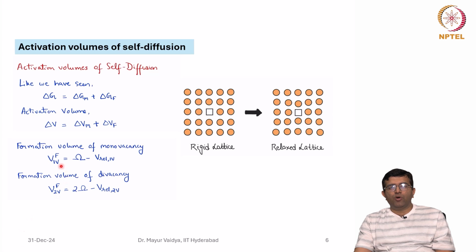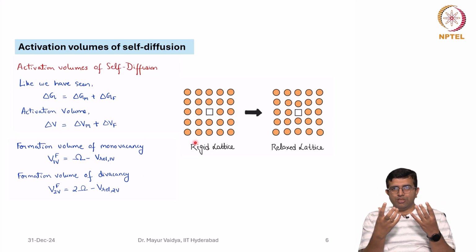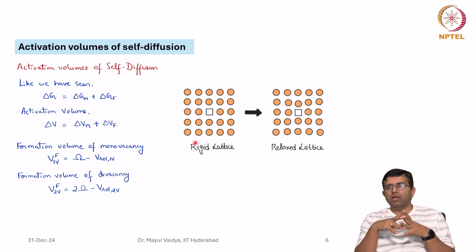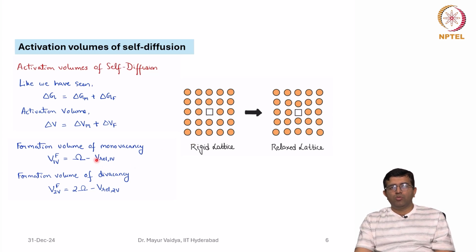Okay. So, therefore, the formation volume is equal to omega minus V relaxed due to mono vacancy formation. So, this much volume change comes down. This is the formation volume for the mono vacancy. So, you had the rigid lattice. Removal of one atom causes a change of one unit atomic volume, but because the neighboring atoms tend to relax around the vacancy, you have this term, which is the volume due to the relaxation around the mono vacancies. Similarly, you can write down the formation volume for divacancy also. So, here V F for 2V will be equal to 2 omega minus V relaxed for divacancy.